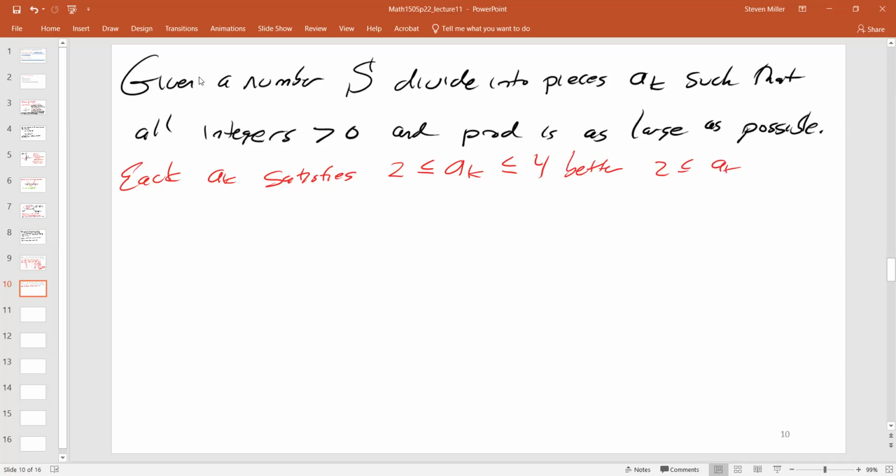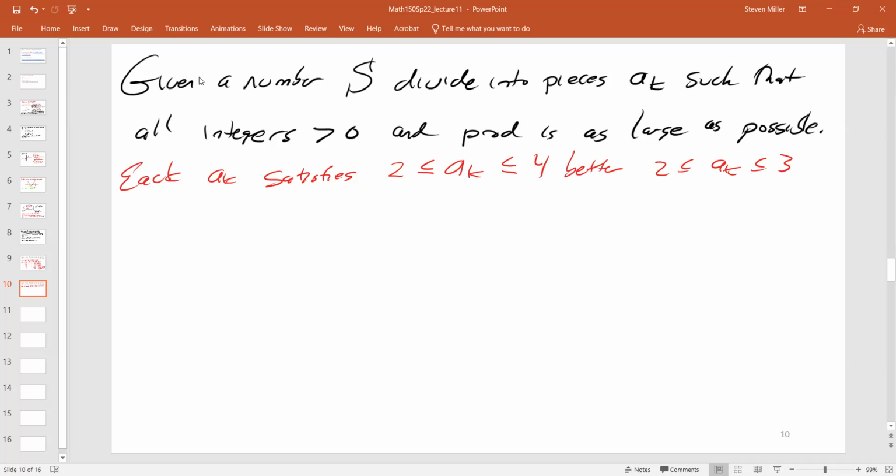2 less than or equal to AK less than or equal to 3. Yes. Why are you saying AK has to be greater than or equal to 2 and not just greater than? Well, because we're assuming the AKs are integers at this point. Later, we will look at what happens when they're not integers, and this actually has applications to computer science. So this is not just a random problem.